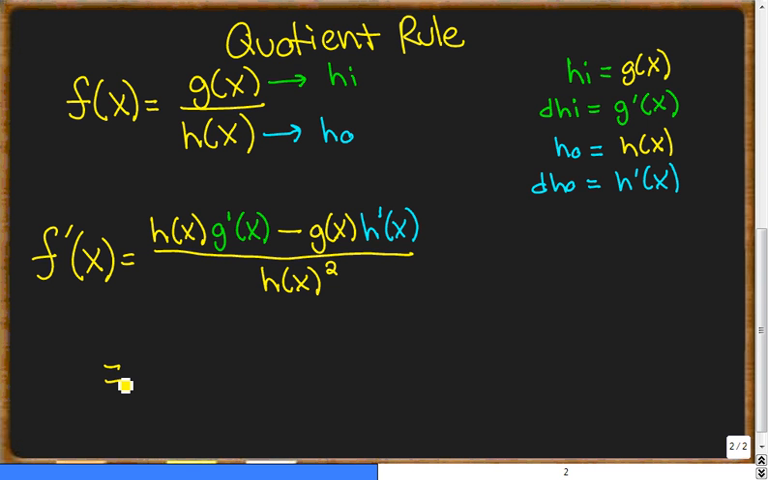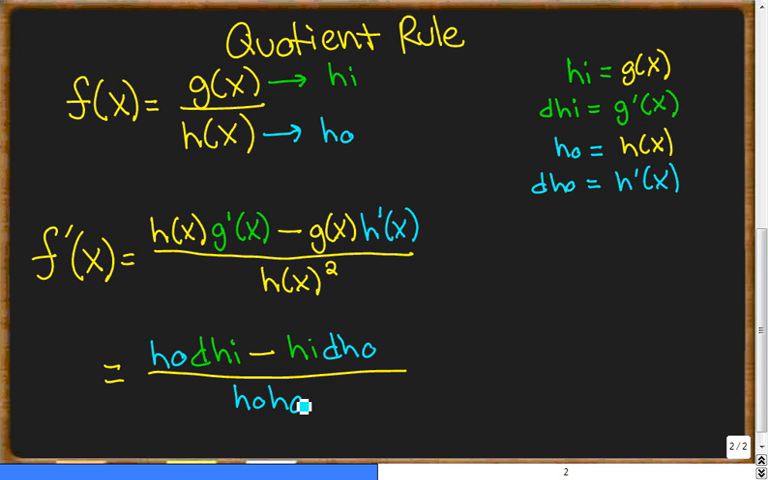So we think of this in a few different ways, but it comes with this funny little jingle, where now, when we directly replace all of these things, it's actually kind of funny. So we're going to get ho, d high, less high, d ho, over ho-ho. So it's the same thing.